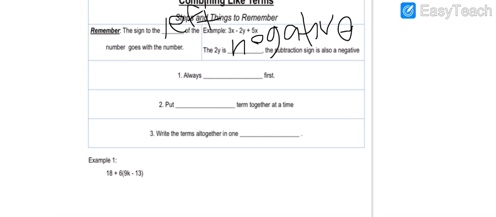The subtraction sign is used as a negative and a subtraction sign. So just always remember that. If not, you're going to be forgetting your signs. So a suggestion I have is always circle the sign to the left when you're circling your like terms.